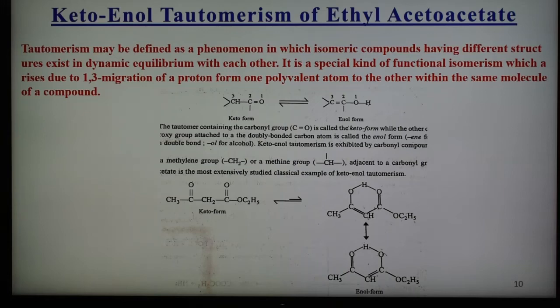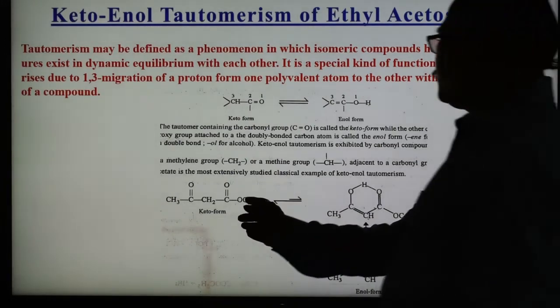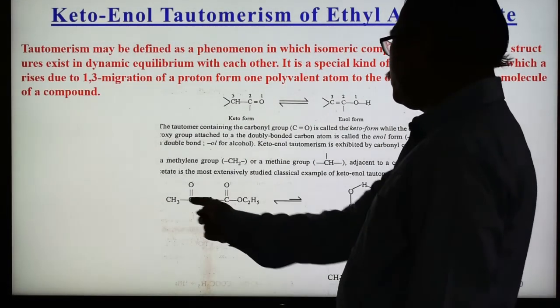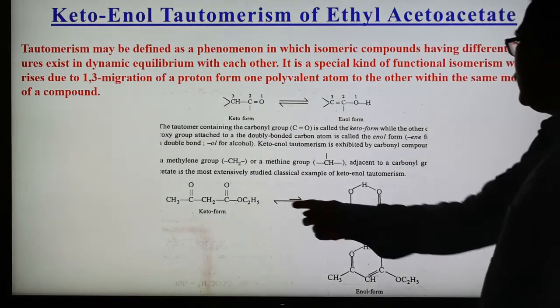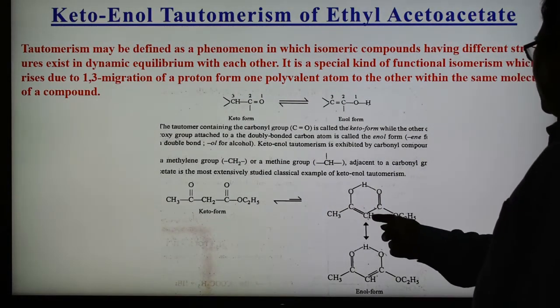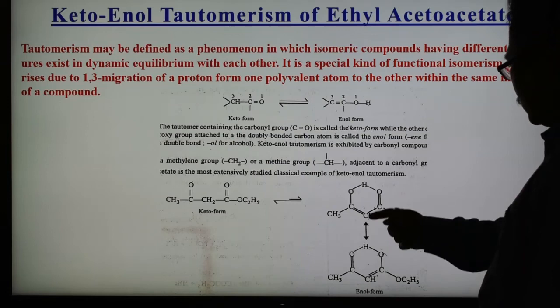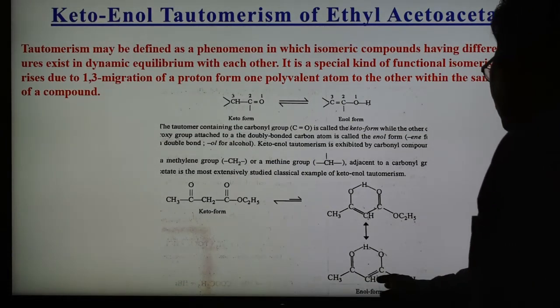So ethyl acetoacetate shows keto-enol tautomerism. Here is the compound ethyl acetoacetate, and this is the keto form because it has a C=O group. It can be rearranged in this way, and this structure can also be rearranged in this way.